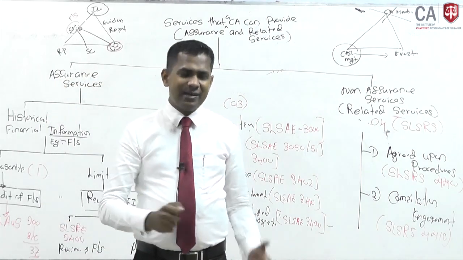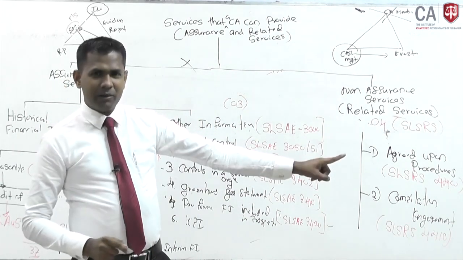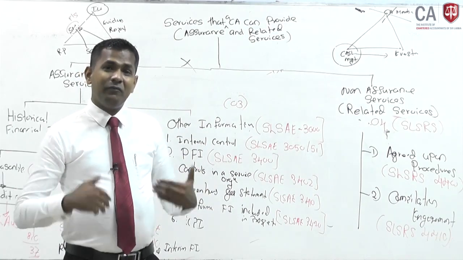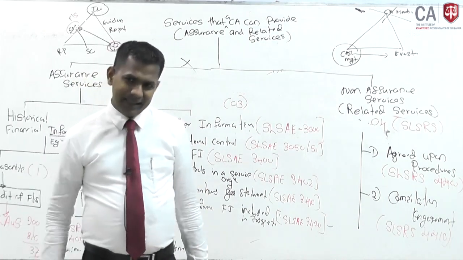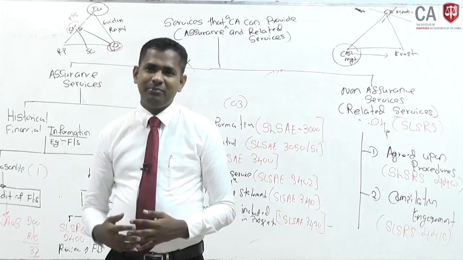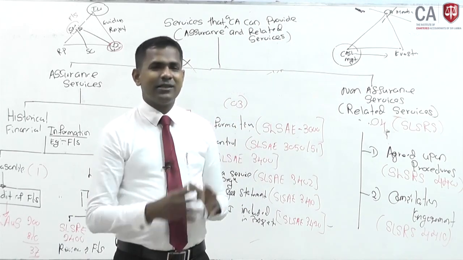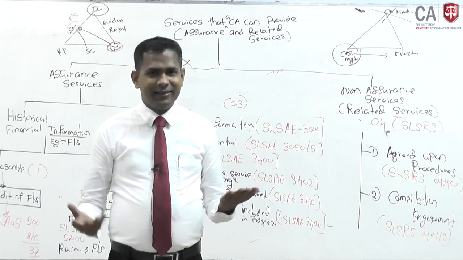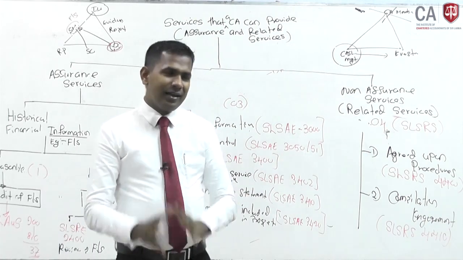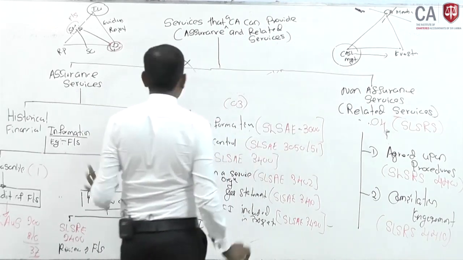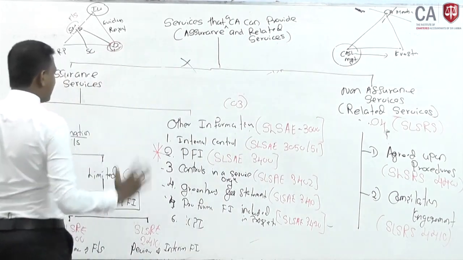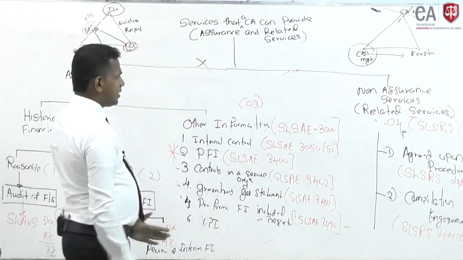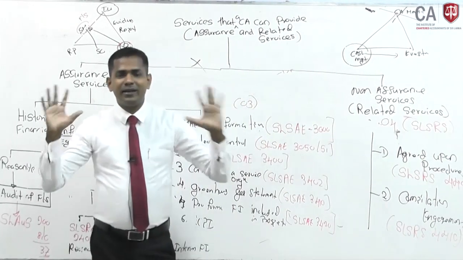You need to draw this diagram 10 times. Draw, destroy the paper. Draw, destroy the paper. Likewise, do it 10 times. The 11th time, draw this diagram and explain it the way I explained to someone else. Take a call from your friend who is doing the exam, or someone else, and ask them to listen to you for 10 minutes. Take the paper and explain the services a chartered accountant can provide: assurance and non-assurance. Assurance has two types, historical and other. Historical has two: reasonable and limited, audit and review. Then other assurance engagements, agreed upon procedures, and the compilation and related services.